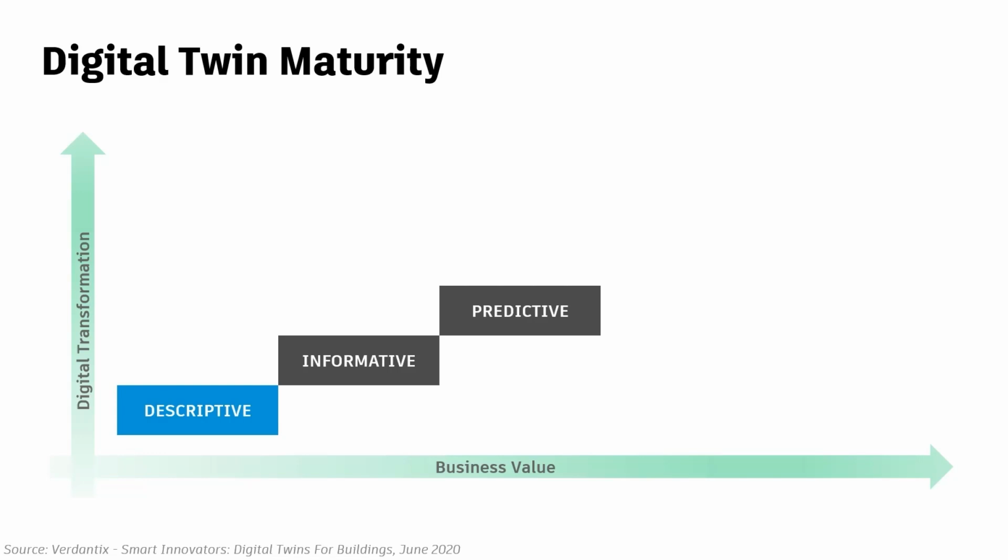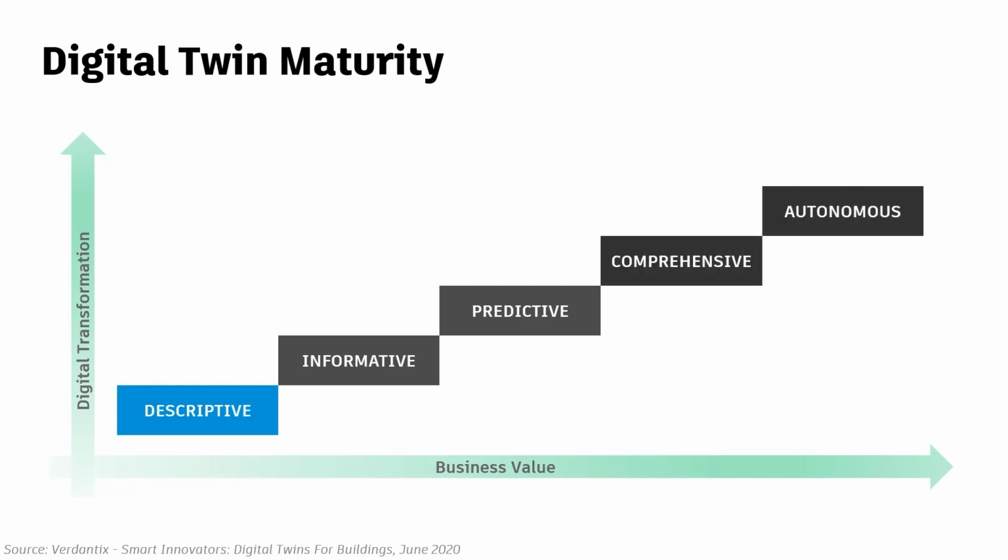Next, we get to a predictive twin, in which we take this information and use it for insights. Following is the comprehensive twin, which adds simulation and what-if scenarios to our model. And finally, the autonomous digital twin. The model learns for itself and can act on behalf of the users. With Tandem, we are already at the stage of delivering a descriptive, informative twin.